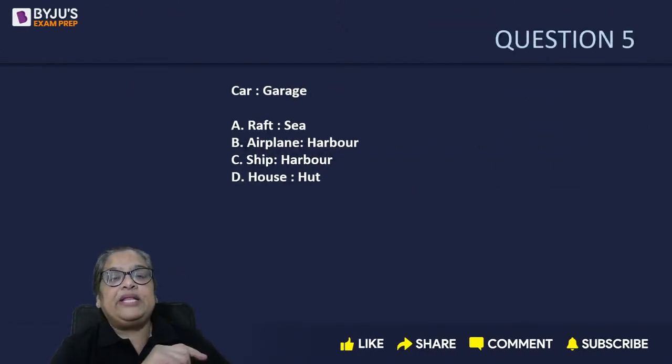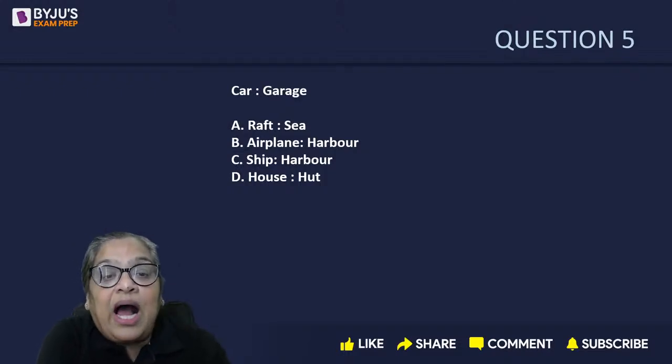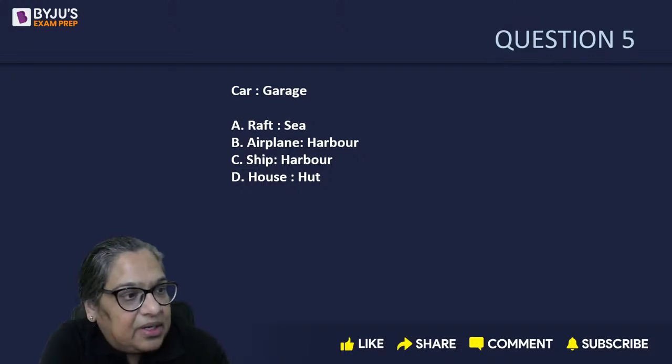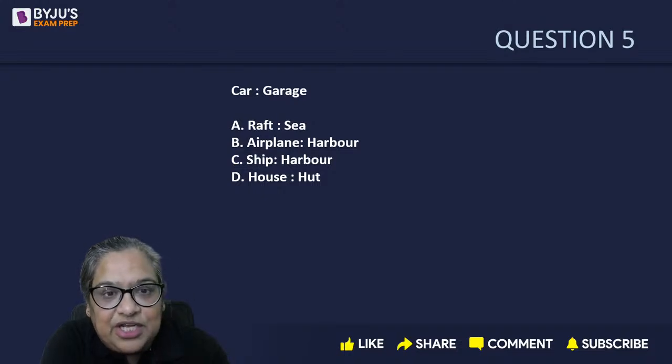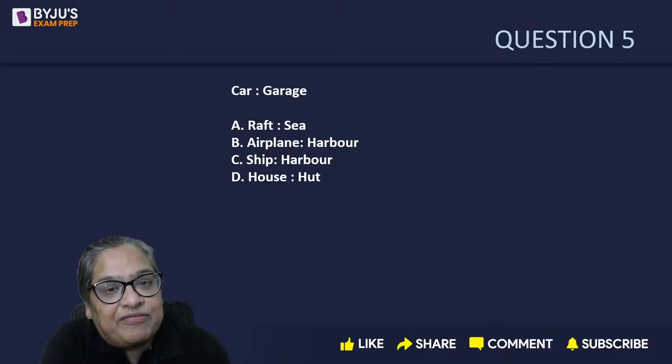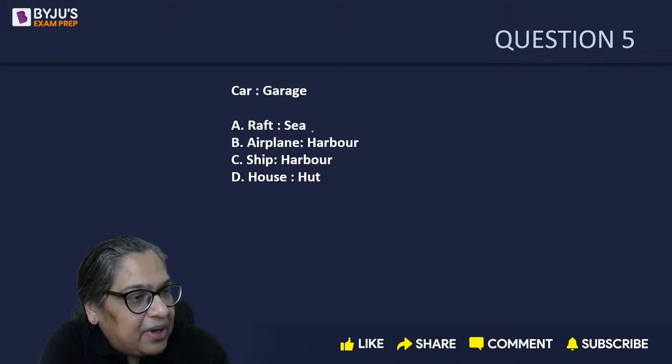Alright, quickly, give me the answer to the next question. Car is to garage. So, frame the relationship in a sentence. A car is kept in a garage, repaired in a garage, stored in a garage, kept safe in a garage, locked in a garage, right? A raft sails on a sea, in the sea, does it? Airplane is kept in the harbor. Is an airplane kept in a harbor?